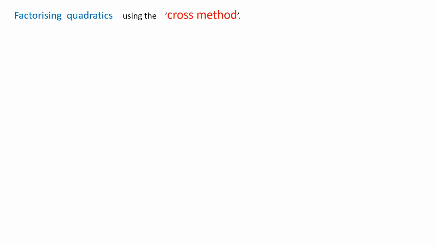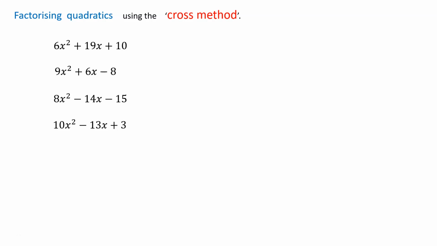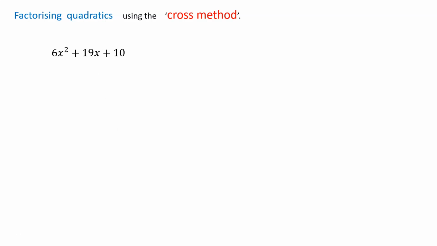This lesson is about factorizing quadratics using what we call the cross method. These are the quadratics that we'll be factorizing. So let's start with the first one. Now the first thing that we do is we factorize the coefficient of x squared and the constant term.